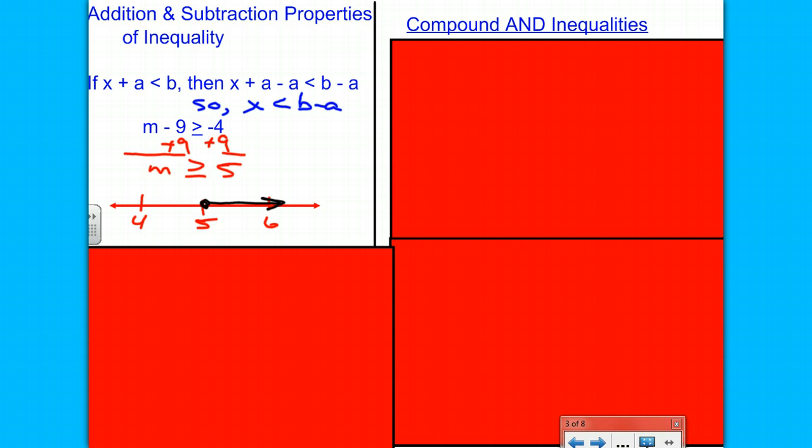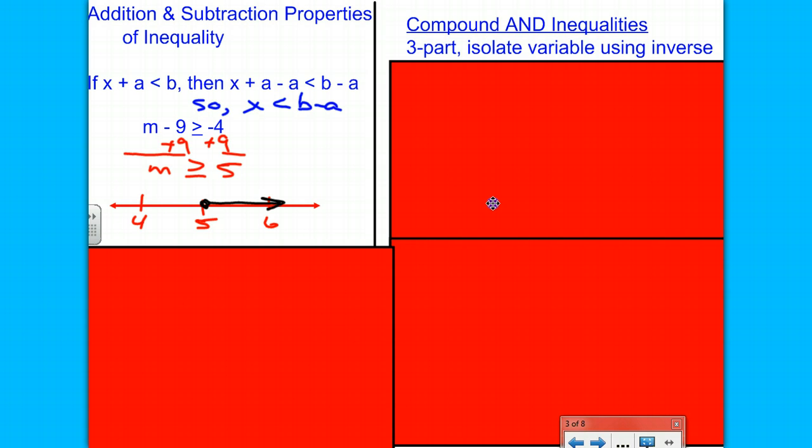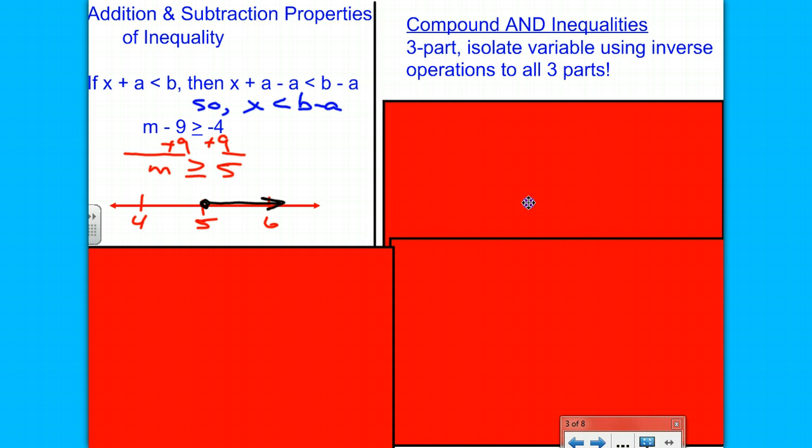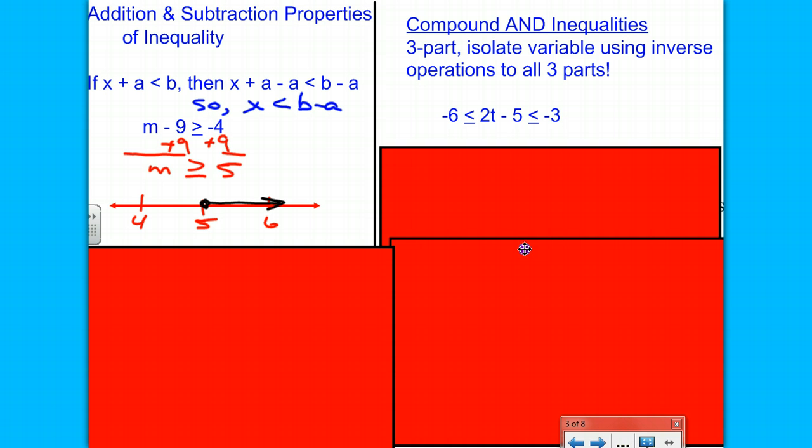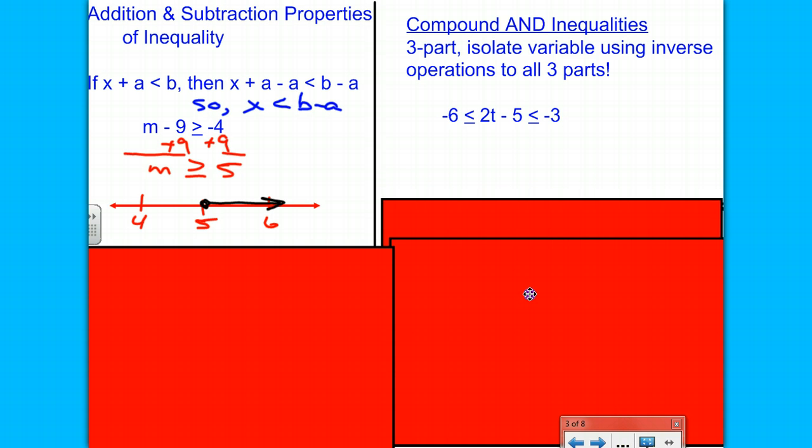We'll start with and inequalities. How many parts do and inequalities have? Do you remember? Say it. 3 parts, right? These end up being 3-part inequalities. We isolate the variable using inverse operations to all 3 parts. So here's an example. So isolate t in this and then graph it.